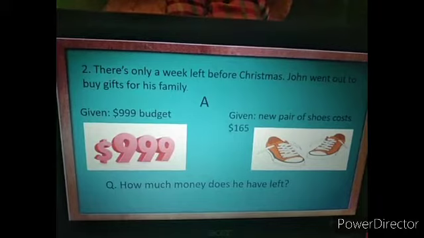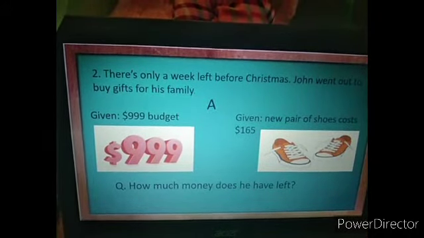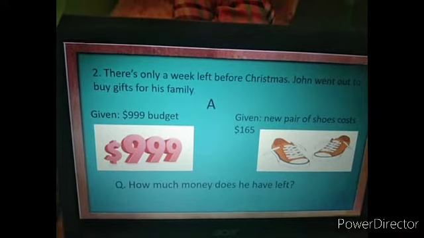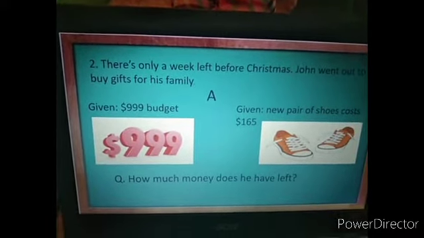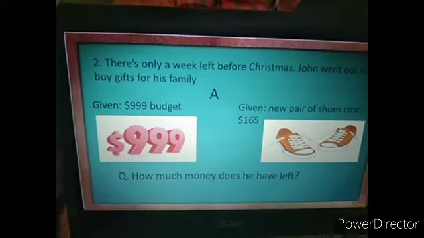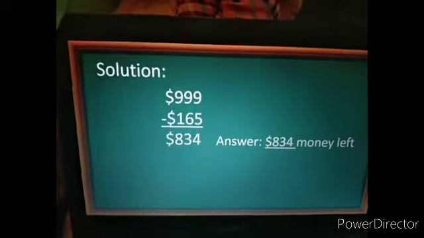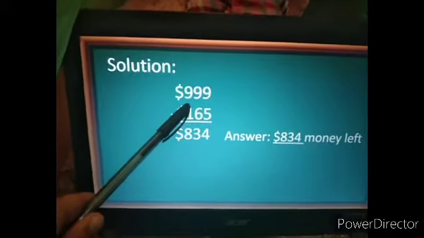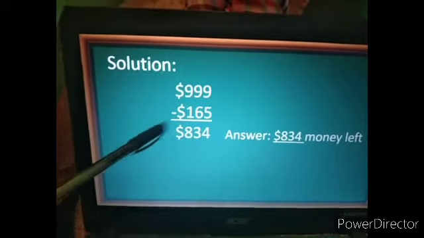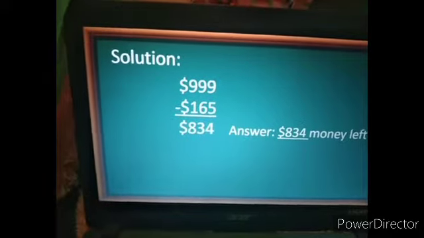So, the given number of letter A is $999 budget, and a new pair of shoes costs $165. So the question is, how much money does he have left? So we should subtract it, okay? So we have here $999 minus $165. So let's subtract it.